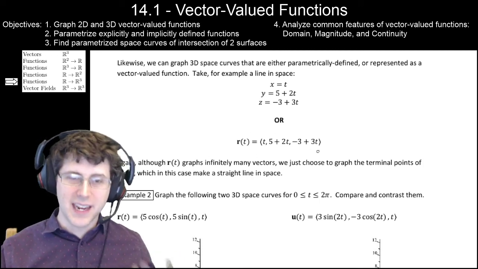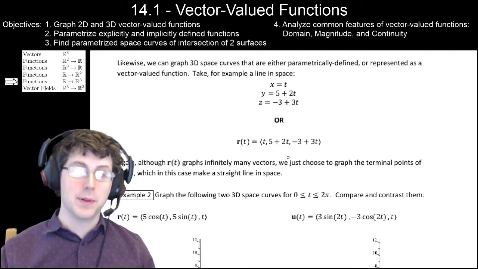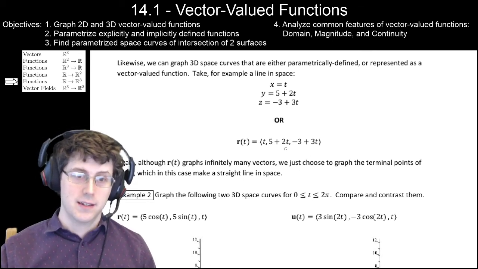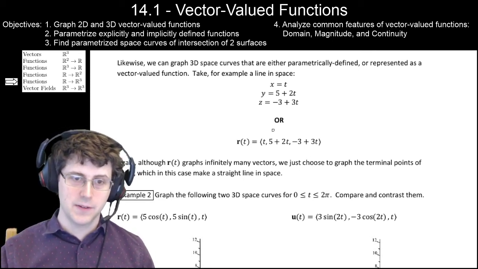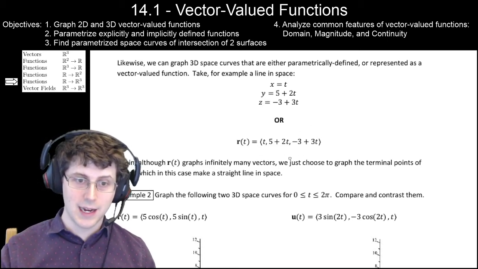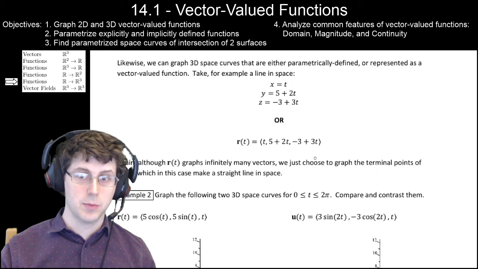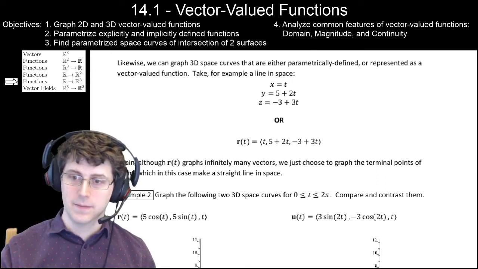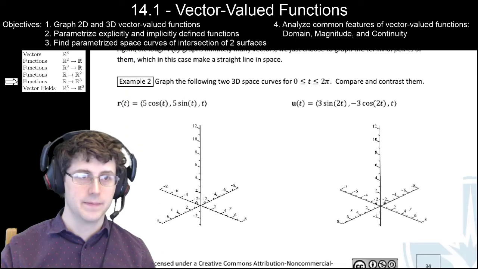Again, these are vectors, they're not really points, but when we plot this kind of function, we plot the terminal point of the vector. So if we did this one, if we tried to plot this, for each value of t, we would get an x, a y, and a z, and that would allow us to plot what's going on at each value of t. So let's see an example.